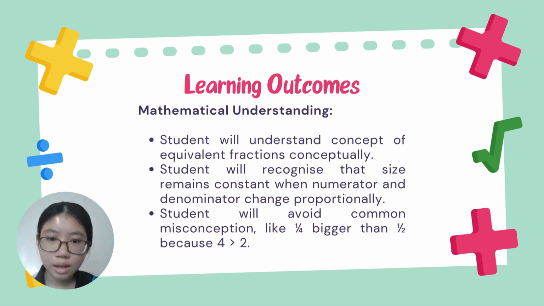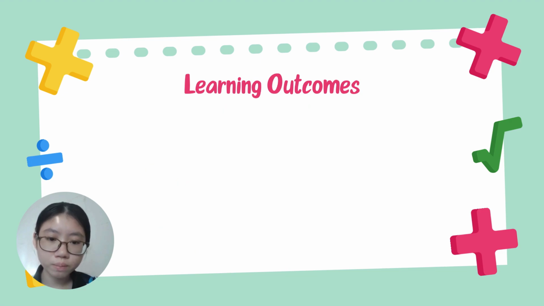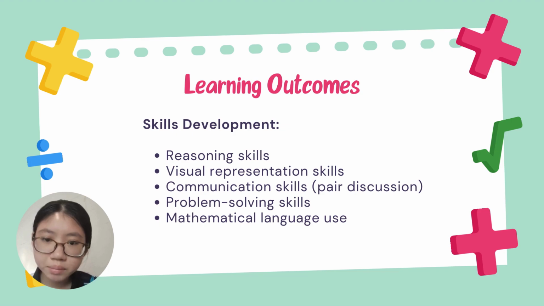In the learning outcome, mathematics understanding, students will understand the concept of equivalent fractions conceptually. Students will recognize that size remains constant when numerator and denominator change proportionally. Students will avoid common misconceptions like 1 over 4 is bigger than 1 over 2 because 4 is bigger than 2. In skill development, students will develop reasoning skill, visual representation skill, communication skill, problem-solving skill, and mathematical language use.